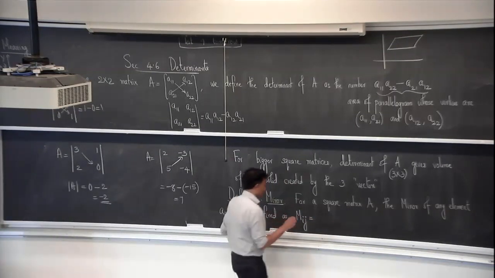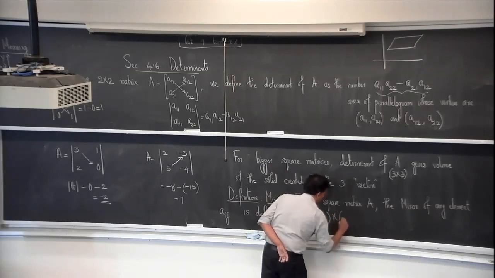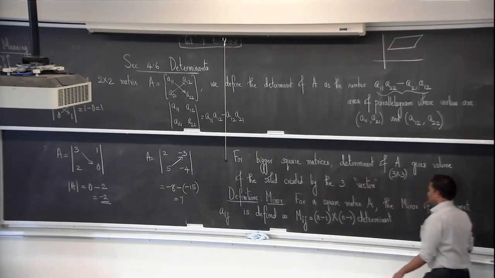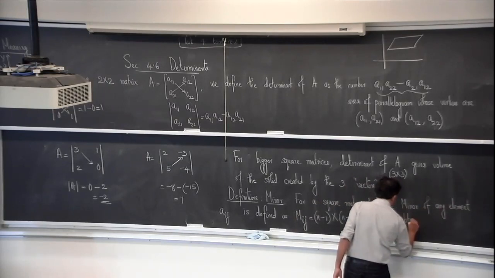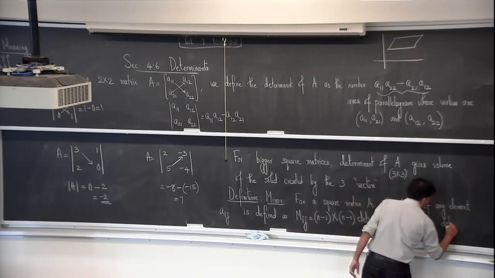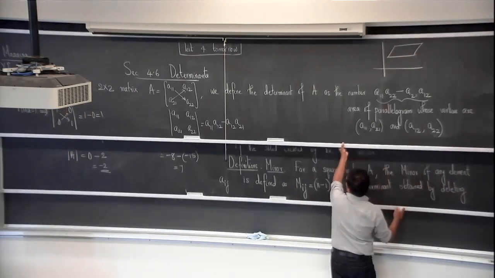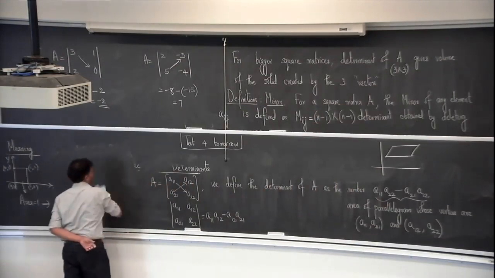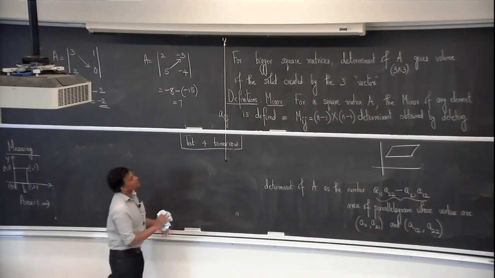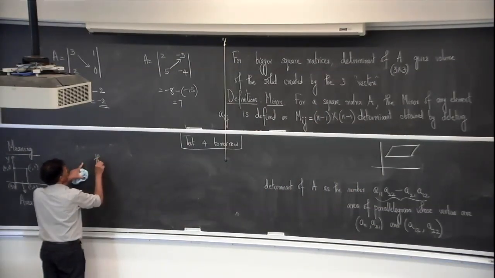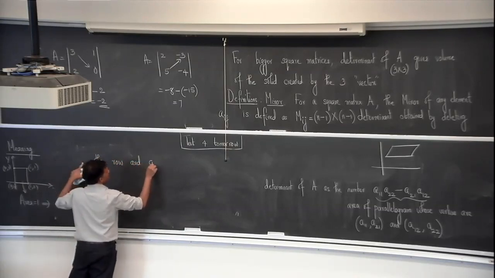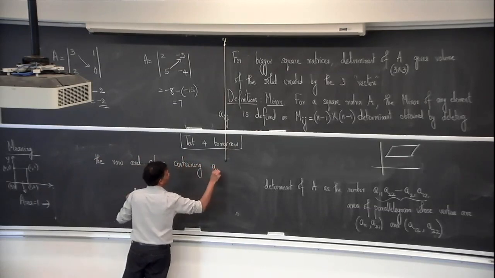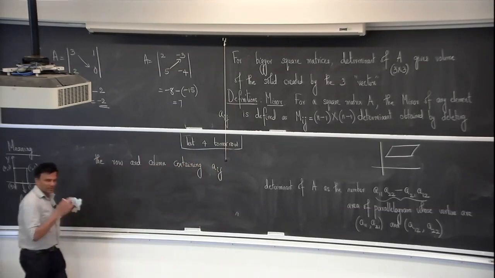Capital Mij is equal to the n minus 1 by n minus 1 determinant obtained by deleting the row and the column containing the element aij. If you have done determinants, you probably know what I'm talking about.